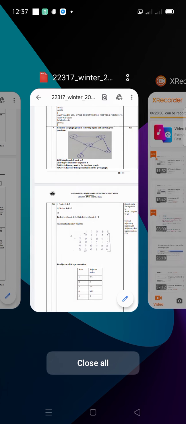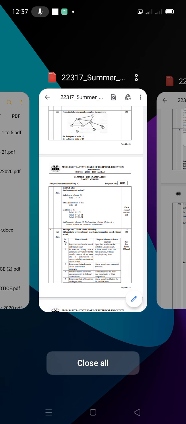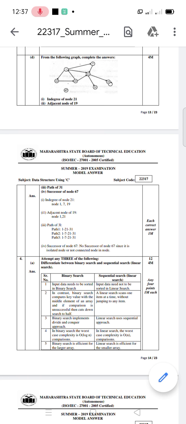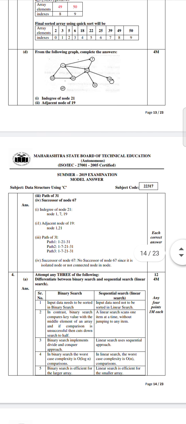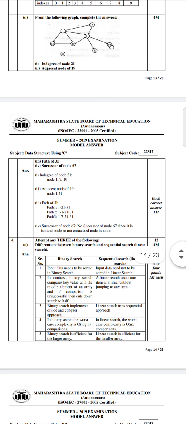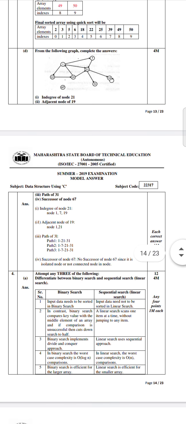Hello all. In this session we will discuss how to solve problems related to a graph. Previously we have seen what is in degree of a node, then what is out degree of a node. We have also seen how to find the simple paths. We have also seen how to find the successor of a node in the previous sessions.